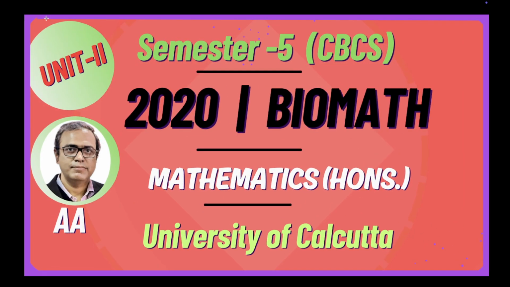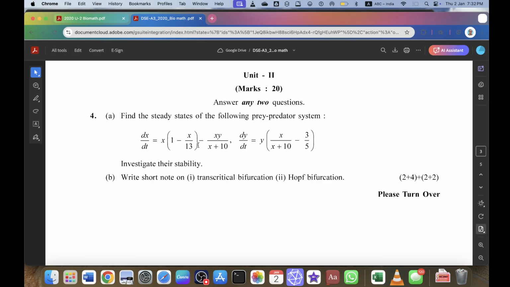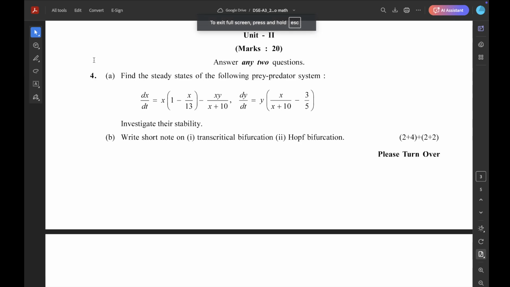Now we discuss Unit 2, 2020 Biomathematics, Semester 5, CBCS Mathematics Honors, University of Calcutta. Unit 2, Question 4a. Find the steady states of the following predator system: dx/dt = x(1 - x/13) - xy/(x + 10), dy/dt = y(x/(x + 10) - 3/5). Investigate their stability.